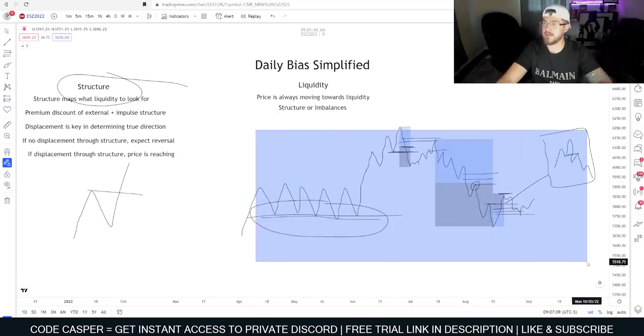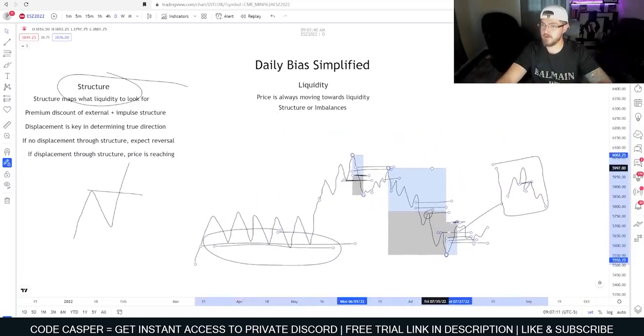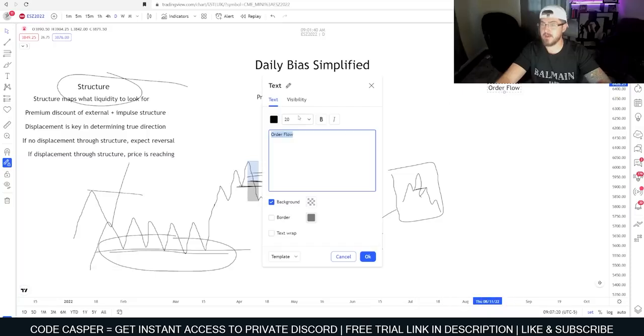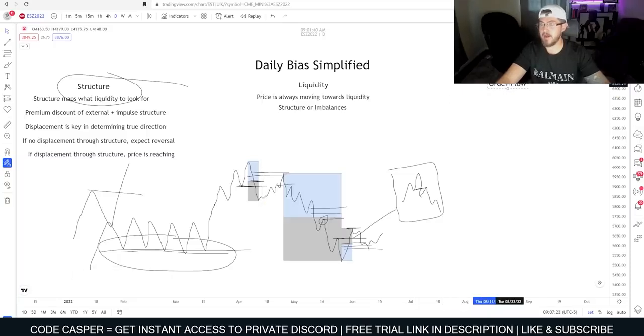So last but not least is order flow. So I'll move this over here just in case you guys want to keep looking at it. But order flow helps us in not only getting our entries and figuring out the precise movement of price, but it can also complement our bias in the sense of asking ourselves what order flow is being respected. So what do I mean by that?